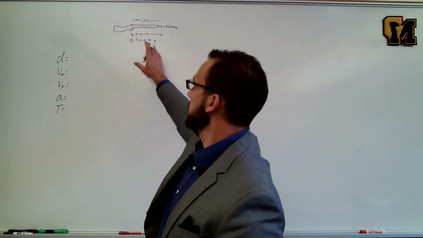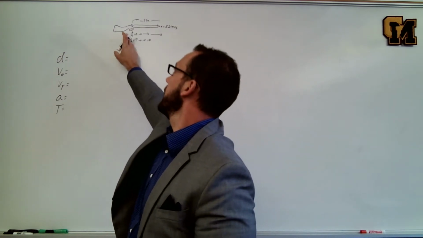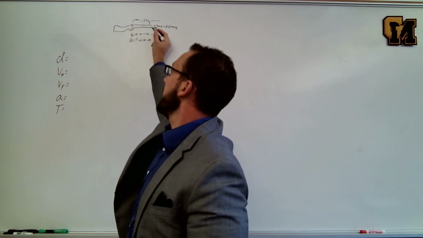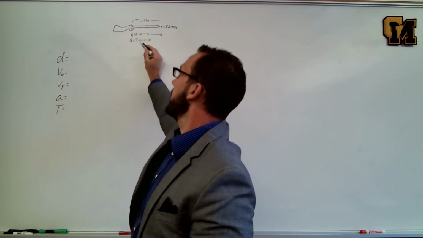So we drew the picture. Here's a very poorly drawn gun, but I'm not an artist. The barrel of the gun is 0.84 meters long. Here's where the bullet will start. There's where the bullet will leave the gun.